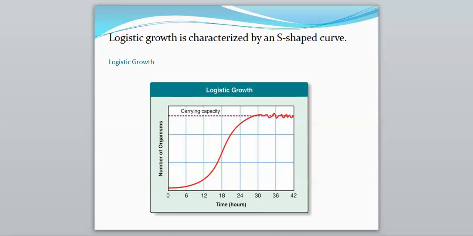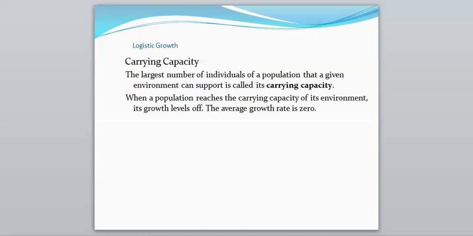Another term to go along with logistic growth is the carrying capacity. The carrying capacity of a population is the largest number of individuals of a population that a given environment can support at any time. So if an environment can only hold 10 rabbits successfully, then the carrying capacity is 10, based on what their resources are. When a population reaches the carrying capacity of an environment, the growth will level off, and the average growth rate will become 0, because it just cannot support any more life.